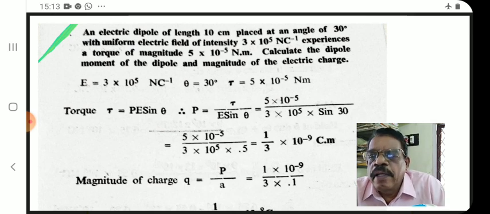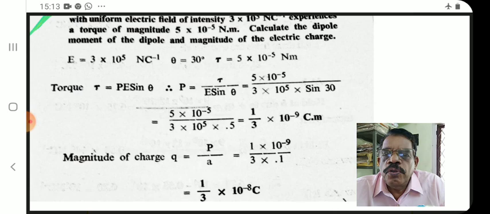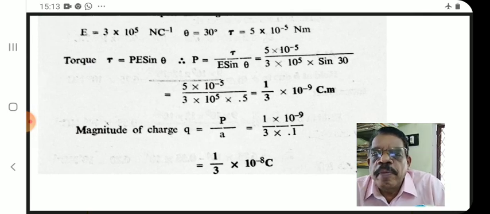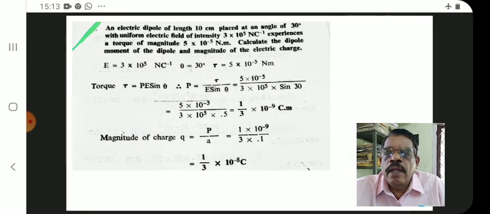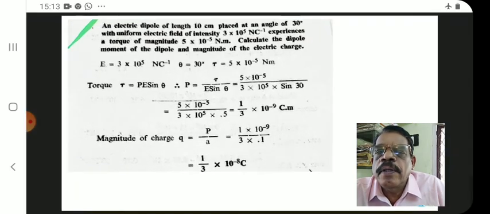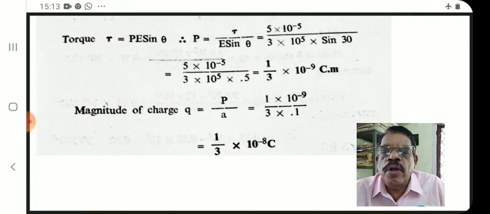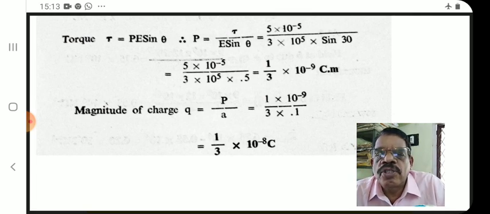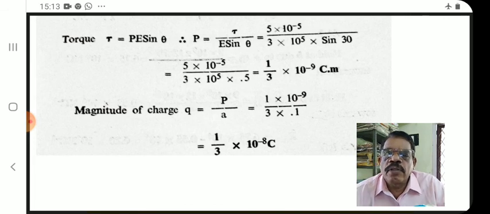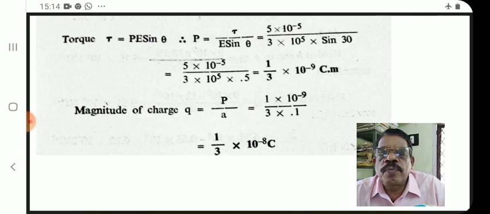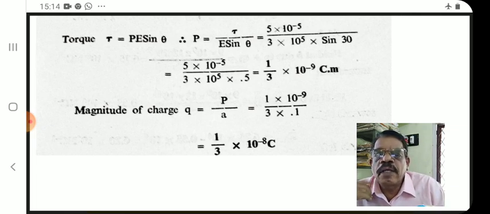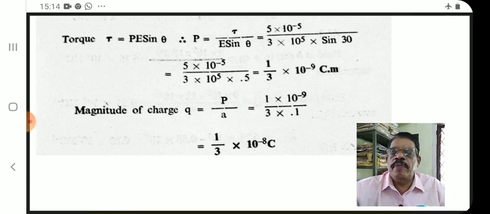Unit is Coulomb meter. Then the magnitude of charge Q. You know P is equal to Q into A, the dipole moment. So Q is equal to P by A, 1 by 3 into 10 raised to minus 9 by the length of the dipole. The length of the dipole is given as 10 centimeter. 10 centimeter is 0.1 meter. So 1 by 3 into 10 raised to minus 9 by 0.1, because 0.1 is 10 raised to minus 1, is 10 raised to minus 8. So the magnitude of charge Q is equal to 1 by 3 into 10 raised to minus 8 Coulomb.